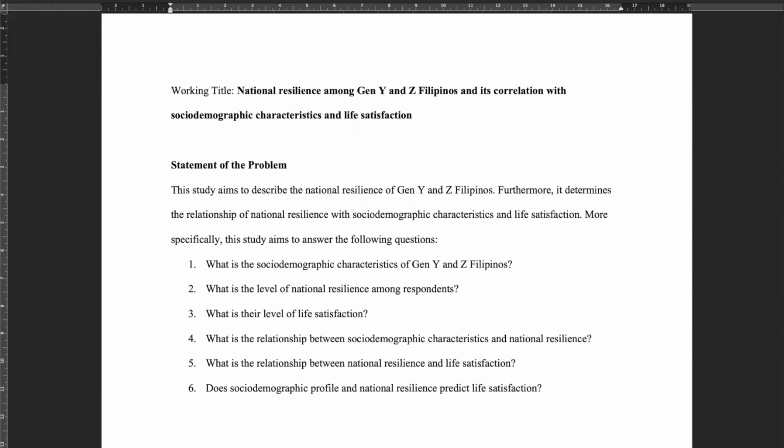So for instance, in the sample data set that I am working with for this class, the main variable that I'm interested in is national resilience. I wanted to see whether national resilience of Gen Y and Gen Z Filipinos, millennials and Gen Zs in particular, is related with sociodemographic characteristics. So sociodemographic characteristics are the antecedent variables, and national resilience is the main variable, and that main variable will have an influence on an outcome variable, which is life satisfaction.